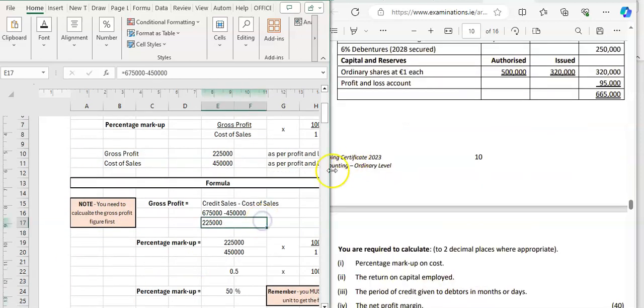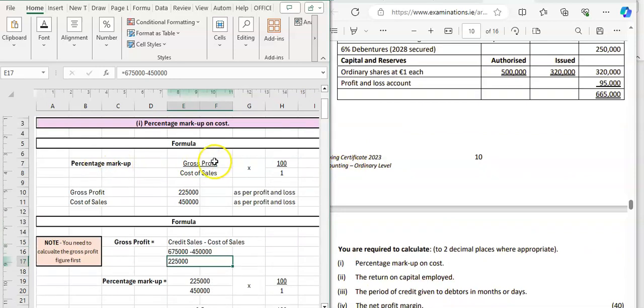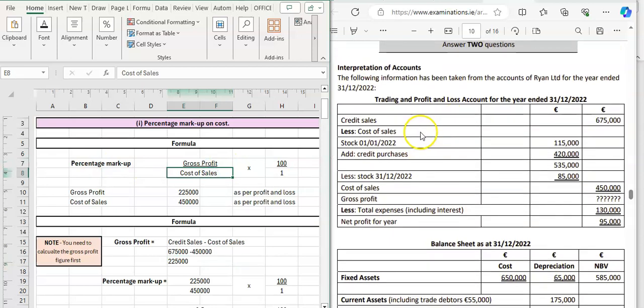So remember a couple of things that you need for this. Number one, you're going to need your formula for percentage markup, which is gross profit divided by cost of sales. We need to be able to make sure we can identify them from the question, from the trading profit and loss account. So we have our sales figure, our cost of sales figure here, 450,000. We don't have our gross profit figure, so you need to calculate it: credit sales, take away our cost of sales, will give us a gross profit.